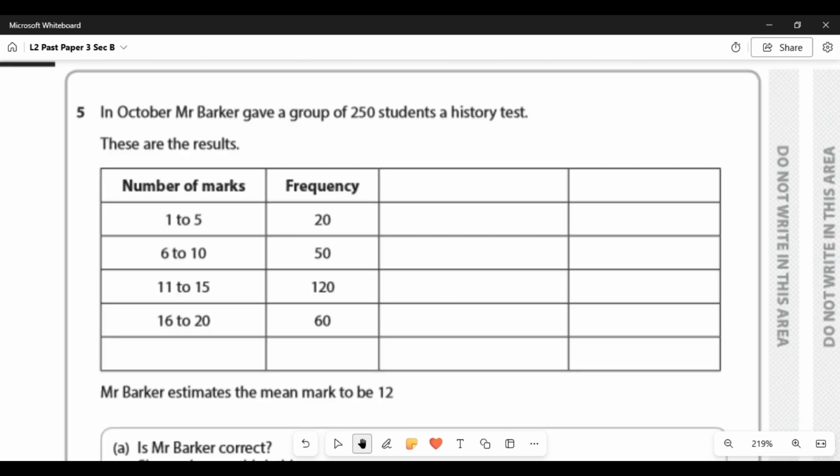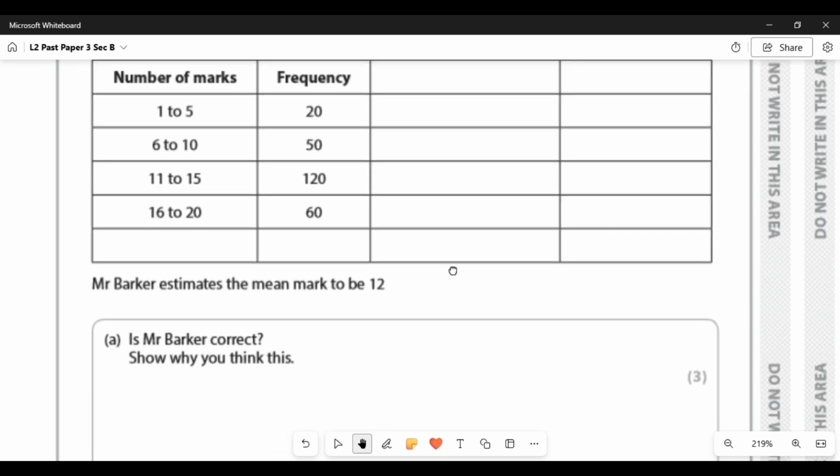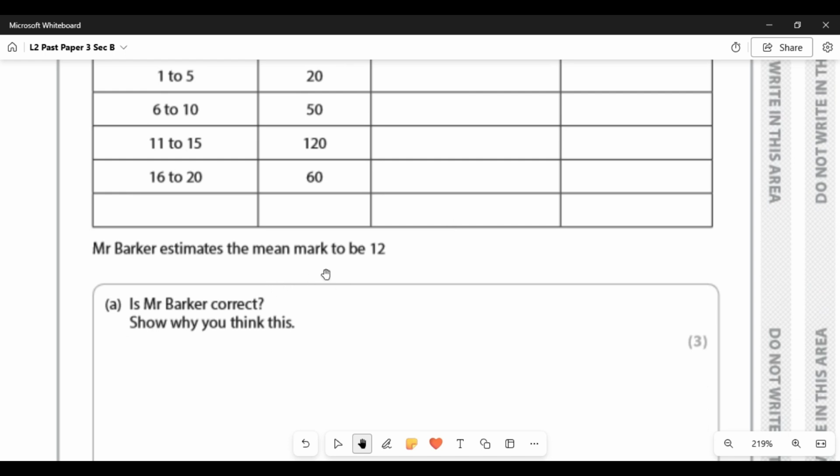Question 5. In October, Mr. Barker gave a group of 250 students a history test. These are the results. So you got number of marks and you got frequency as well. Mr. Barker estimates the mean mark to be 12. Part A says, is Mr. Barker correct? Show why you think this for 3 marks.